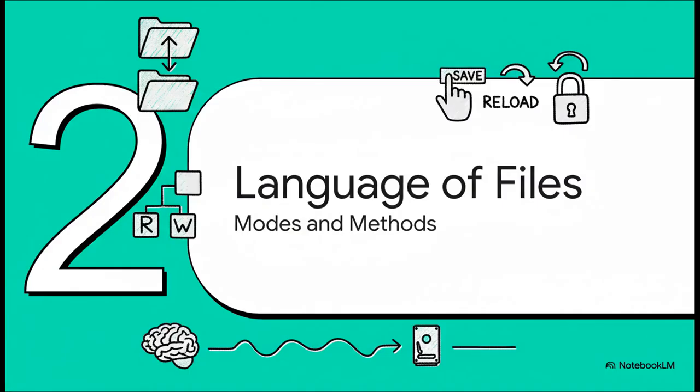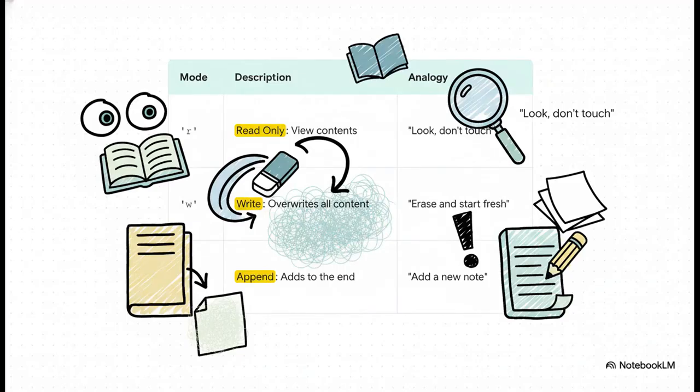Now, to pull off those 3 steps, we need to give our program some very specific instructions. We can't just tell it, hey, open the file. We've got to tell it how we want to open it. And we do this using file modes to set permissions and methods to actually take action. This slide breaks it down perfectly.